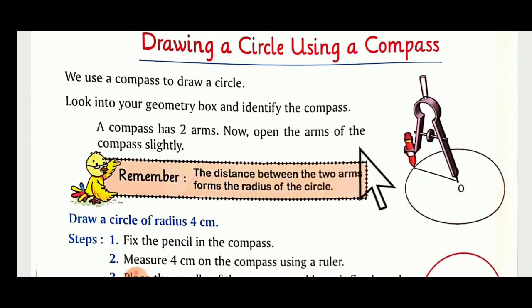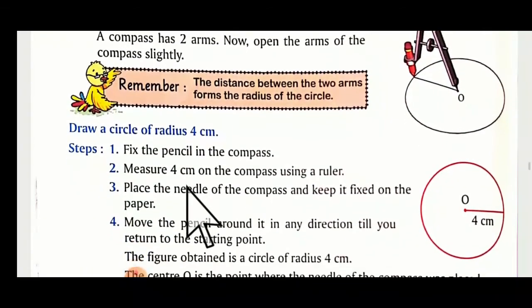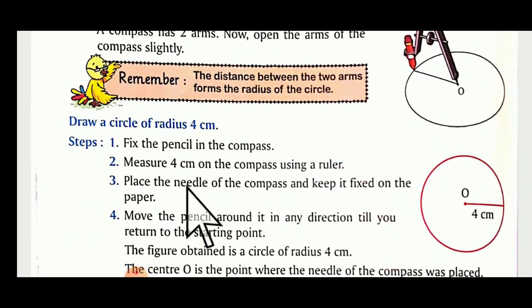Now, open the arm of the compass slightly. How will you do it? The distance between the two arms forms the radius of the circle. Draw a circle of 4 centimeters. Fix a pencil in the compass as shown above. Then measure 4 centimeters on the compass using a ruler. Use the scale. Okay, keep a point. Begin from 0 and stop at 4.